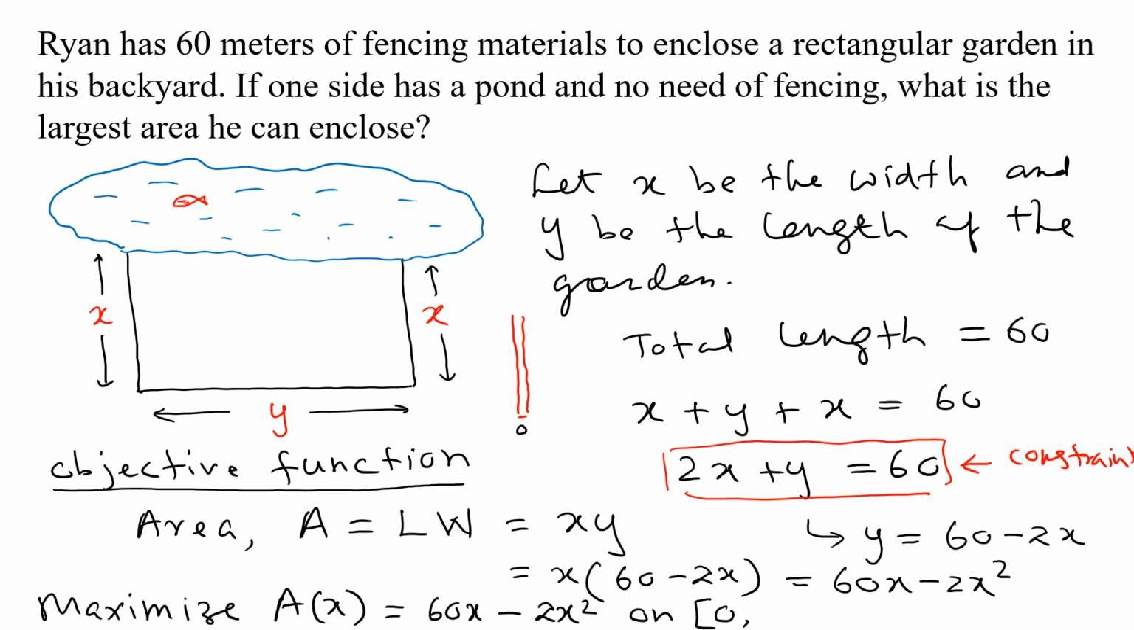So that means, to find the bound, what you can do is you can put 30 on one side, 30 on the other side. That's the largest possible x you can get. So that means you're going to get 0 to 30. So that is the interval that you get. So that means you need to maximize the function A(x), which is 60x minus 2x squared on the interval 0 to 30. So now what we can do, we can use calculus to do that. So let's do that next.